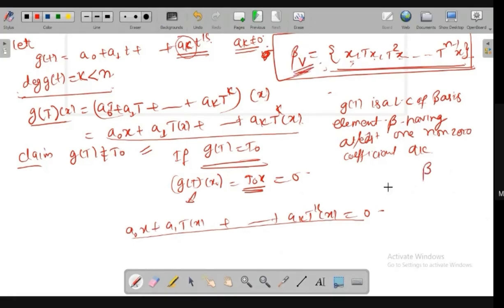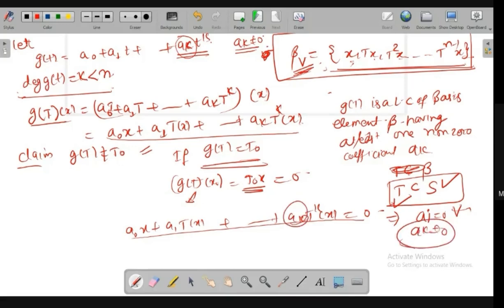If you have a bigger set that is linearly independent and a smaller set inside it, for example if S is a set and T is a subset, and the bigger set is linearly independent, then the subset T is also linearly independent. So this is linearly independent, which means a linear combination of it being zero implies all the coefficients are zero, so ai is zero for every i. But ak is non-zero. So this is a contradiction. So g(T) equal to T0 cannot be possible. So this implies g(T) is not equal to T0.